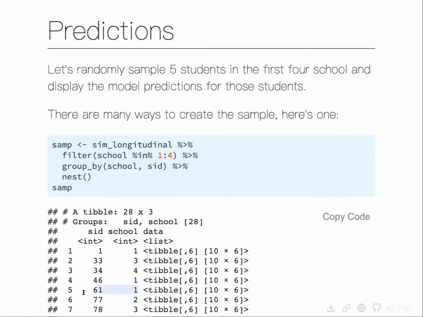So basically we have a row for every student and we're keeping the school that they're in there. But then we have this third column called data, which is all the data for that student. So we're just packaging all of that data into this one cell, right? This one cell is all the data for that one student. And so that makes our sampling easier to do now.